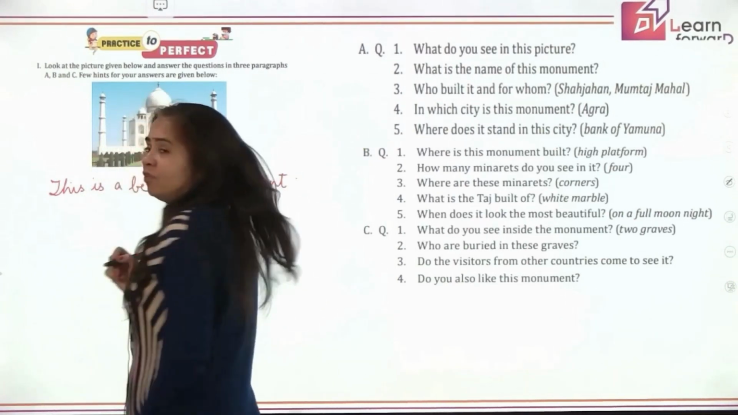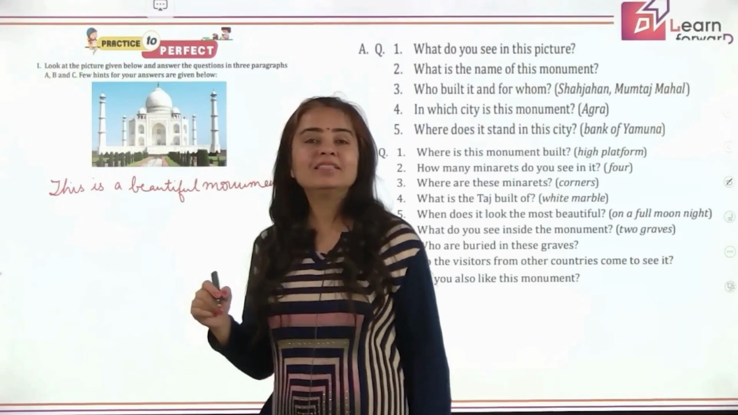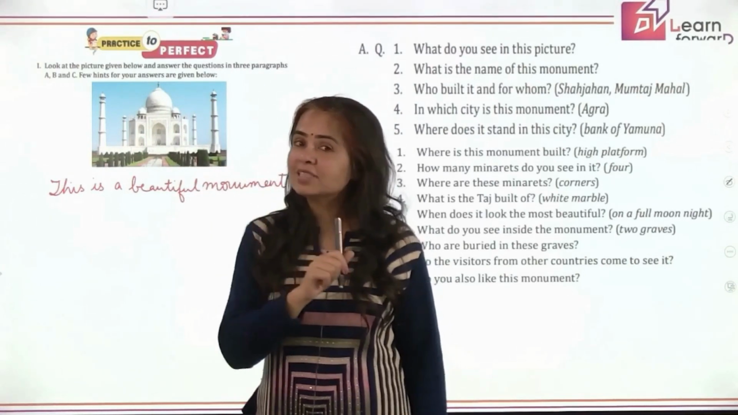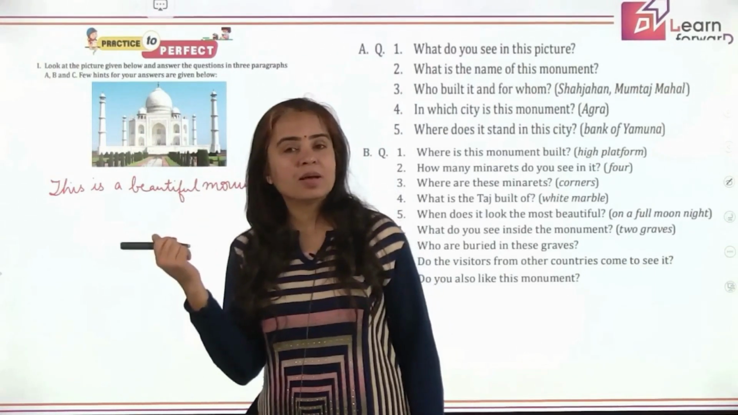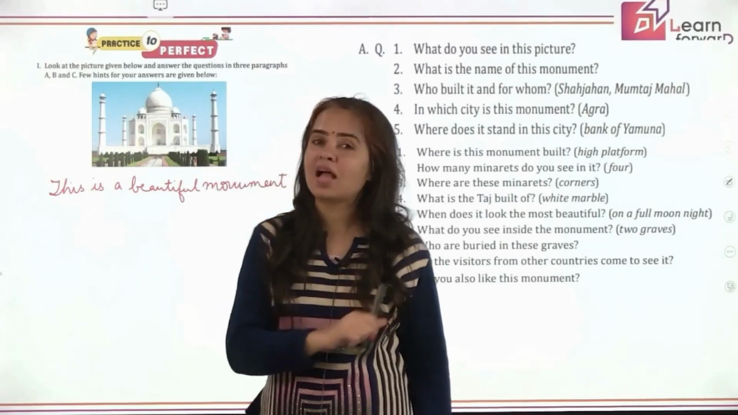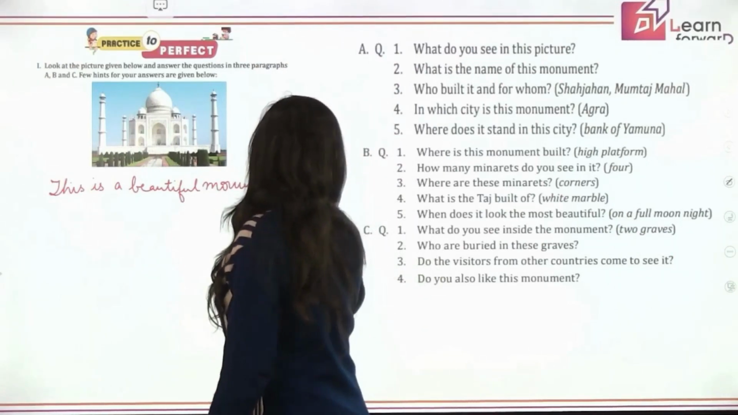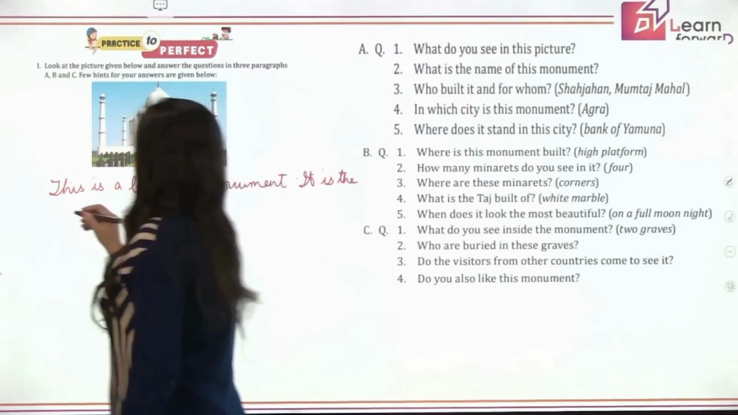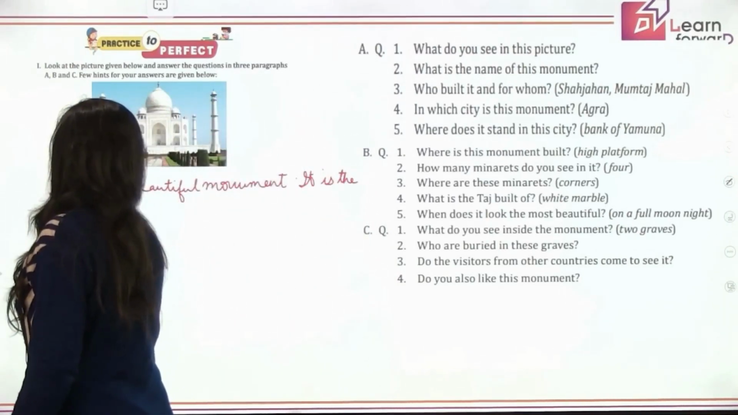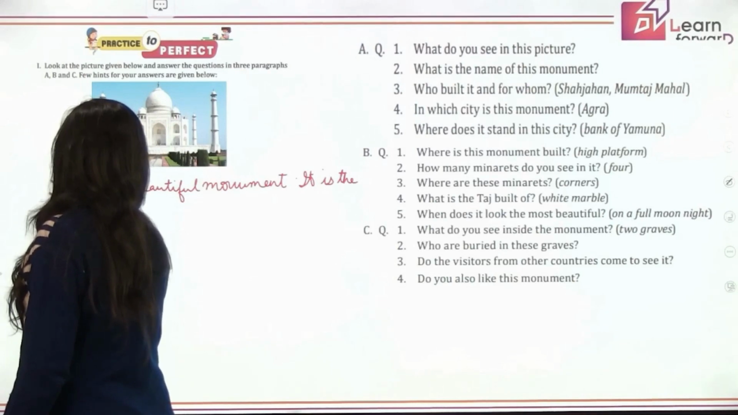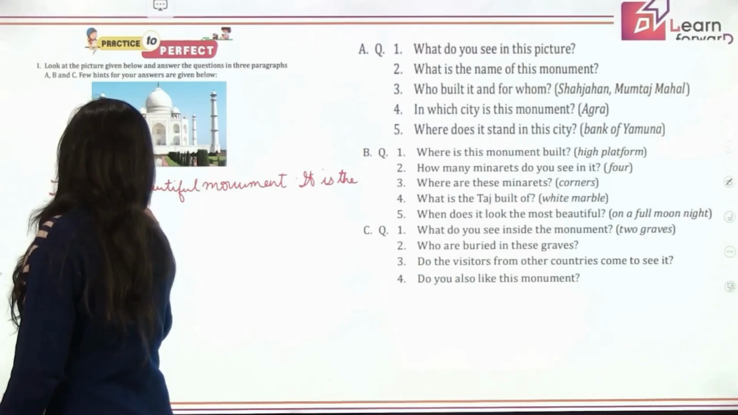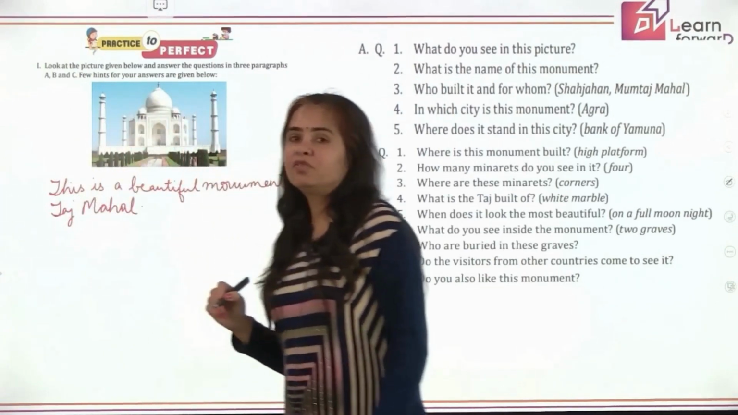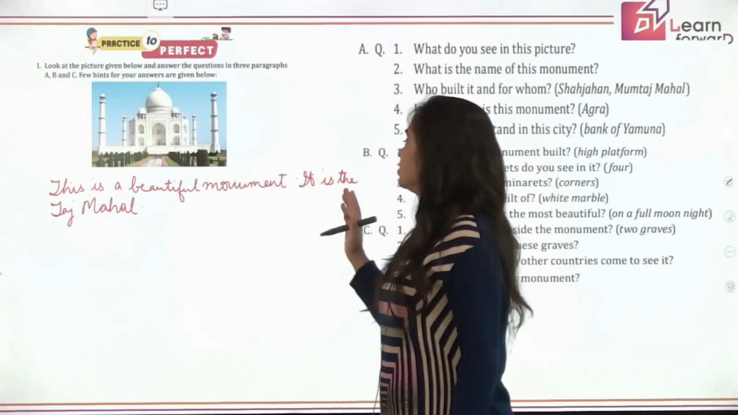What is the name of this monument? It is, you will not say only Taj Mahal, because it's a monument. You will say it is the Taj Mahal. It is the Taj Mahal. Do you remember when we did the uses of the? I told you, before the names of monuments, we write the. So it is the Taj Mahal.